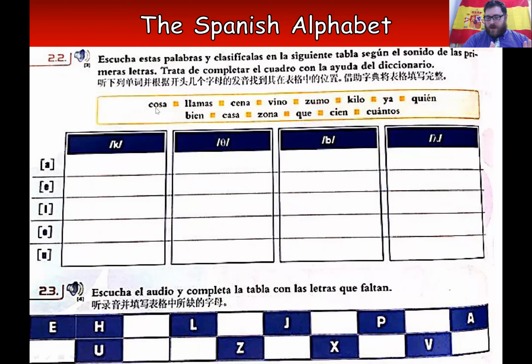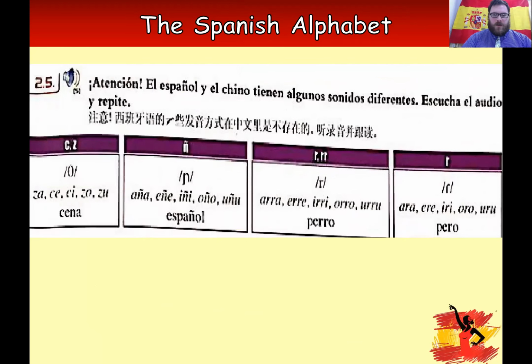But I mostly have a Latino accent, right? So for me, this is cosa, llamas, cena, vino, zuma, kilo, ya, quien, bien, casa, zona, que, cien, cuantos. But in Spain accent, it's going to be cosa, llamas, thena, vino, thumo, kilo, ya, quien, bien, casa, thona, okay, then cuantos. That's what it's going to be like with the Spanish accent. So work on that. This comes from page 9 in the workbook. And then here are your audios, number 3, number 4. Okay.